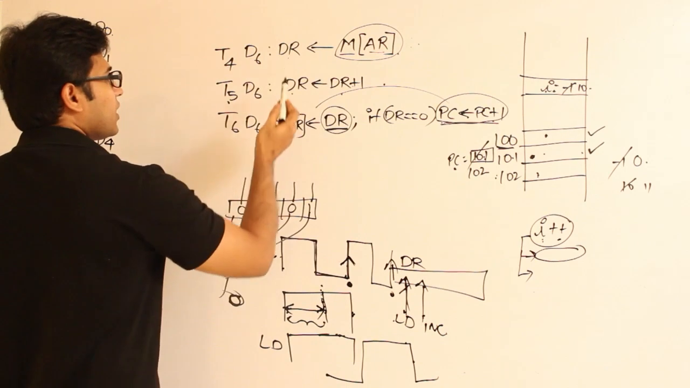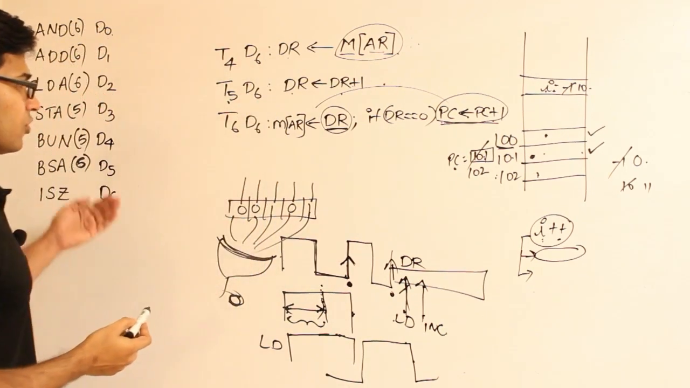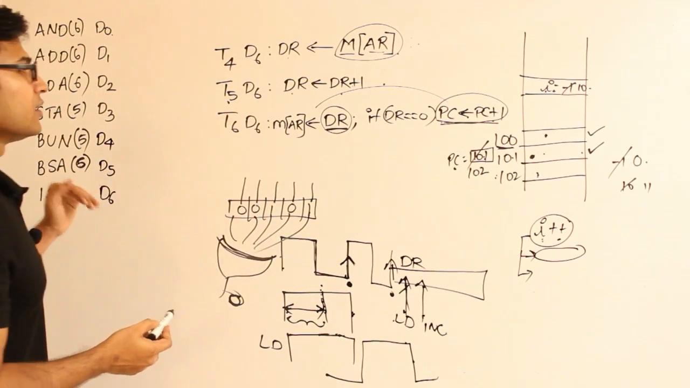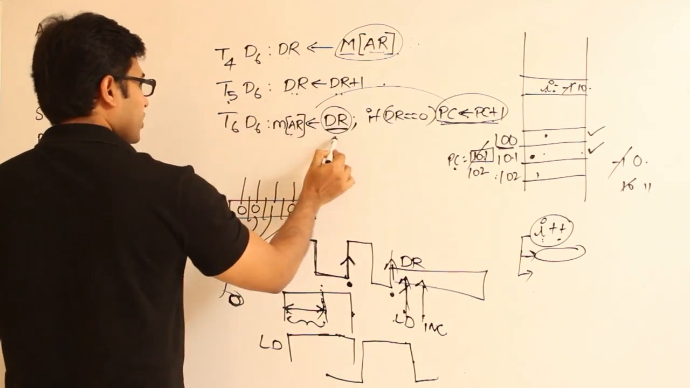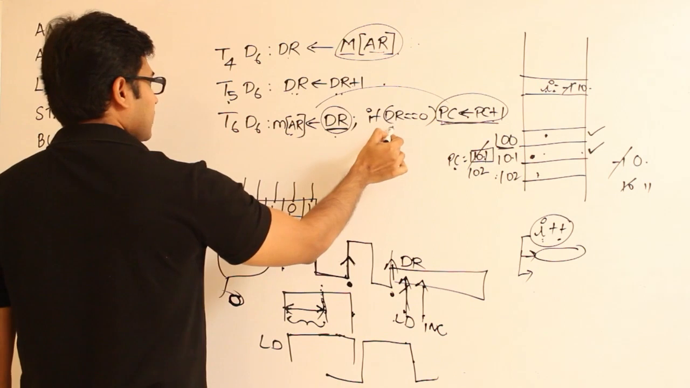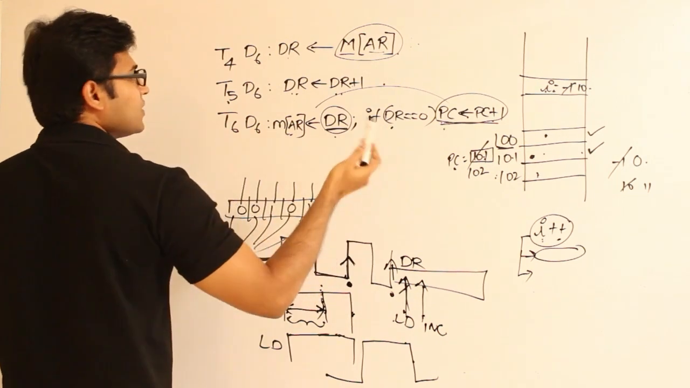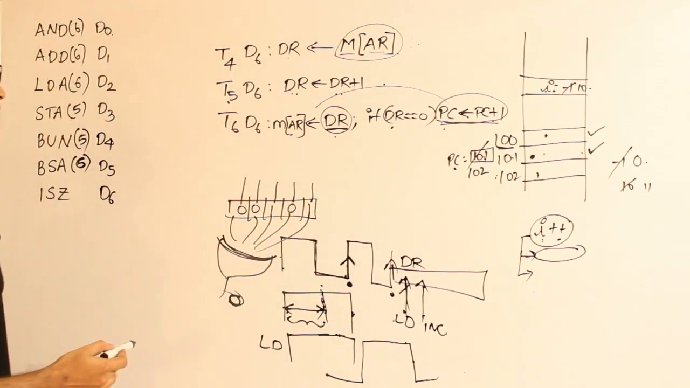What did we do here? We loaded the data into the data register from the memory, incremented it, stored it back, tested it, and if it is true, incremented the PC, otherwise we leave it as it is. So by the end of T6, everything is done.